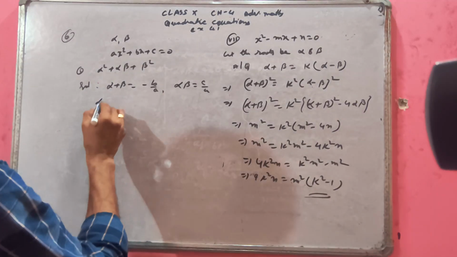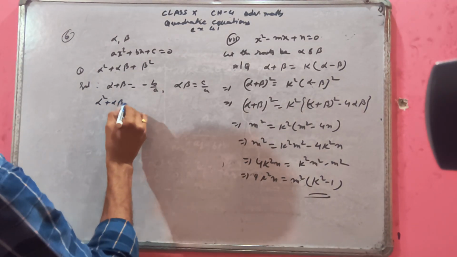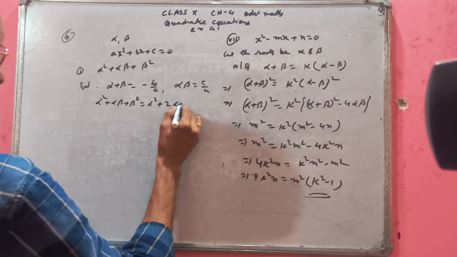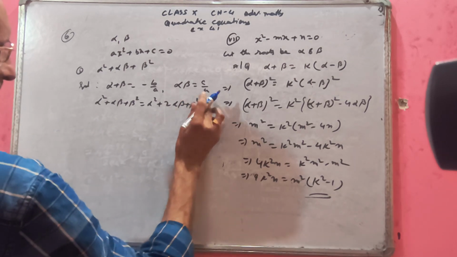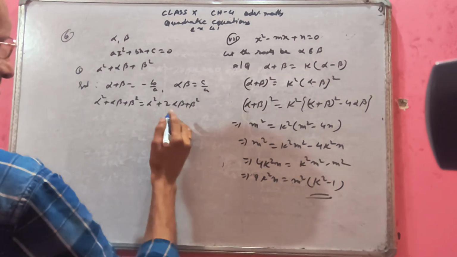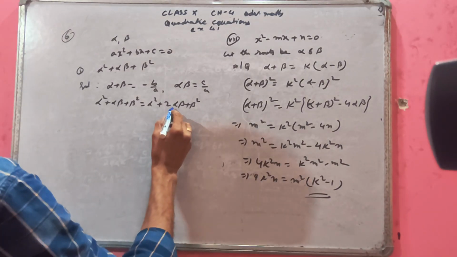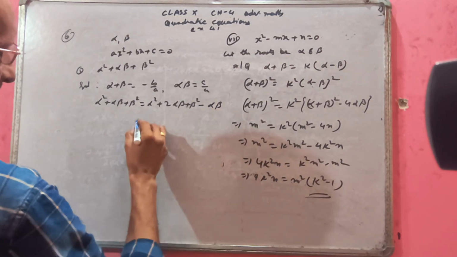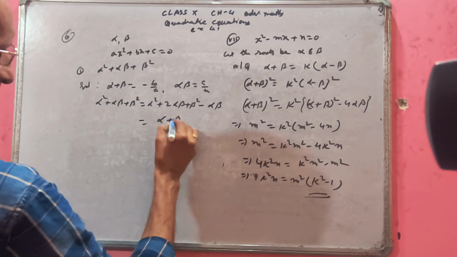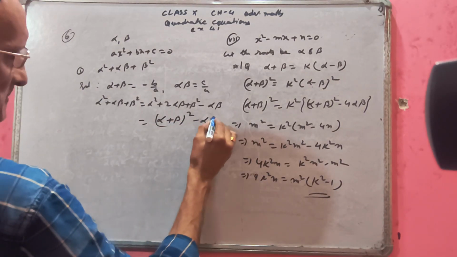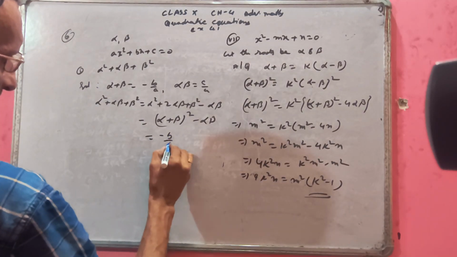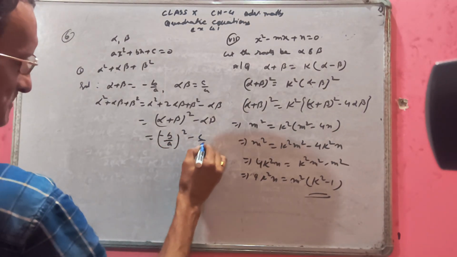Now, alpha square plus alpha beta plus beta square. You can write alpha square plus twice alpha beta plus beta square. Understood? This alpha beta, if you write twice alpha beta, we must write here minus alpha beta because this is alpha plus beta whole square, this is alpha beta, and alpha plus beta value is minus b by a whole square minus c by a.